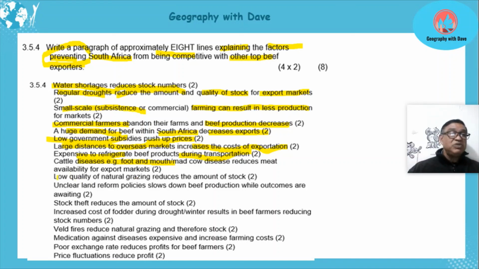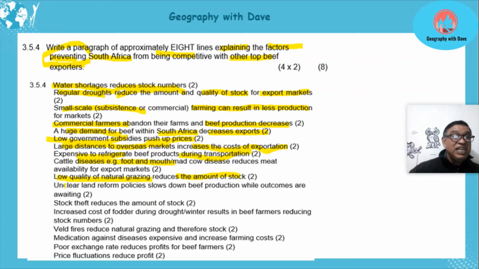Can you see? It's all in the notes. Low quality natural grazing reduces the amount of stock. An additional point. Now, you don't have to know all the points, learners. Remember, if you know 4 to 5 points, you are fine, because the most points you can get is four. In a paragraph question, which is out of 8, you have to give 4 points. So I would say if you know 5 proper points, you understand, if they ask you economic, social, you need to know 5 of each. But sometimes if it's general like this, 5 points and you've got your stuff. You don't have to learn 20 points.